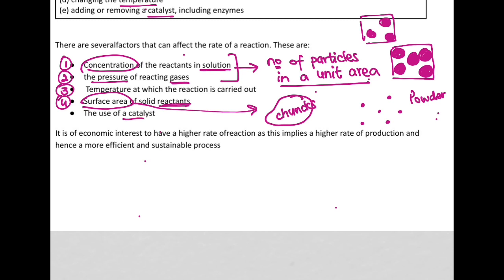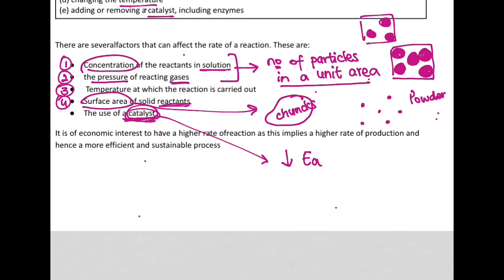And then you have the use of a catalyst. We've seen catalyst in the previous topic. Catalyst is something that increases the rate of a reaction, makes the reaction faster, but itself is not used up in the reaction. So you have a catalyst. And if you remember, a catalyst reduces activation energy.